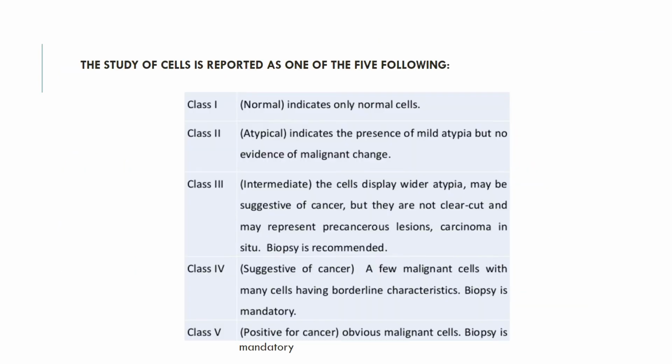The study of cells is reported as one of the five following classes. So you have seen it under the microscope, and you are seeing which class it is. First is class 1, which indicates normal cells. Class 2 is atypical. It indicates the presence of mild atypia, but there is no evidence of malignant change.